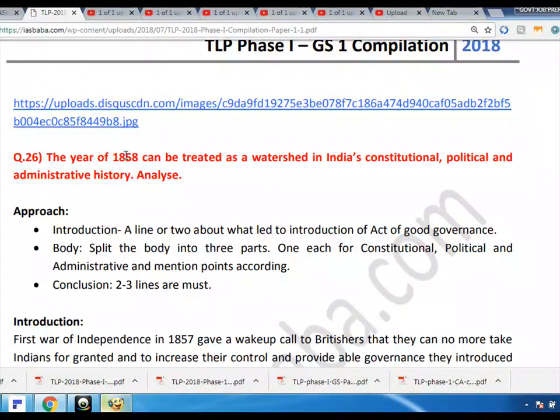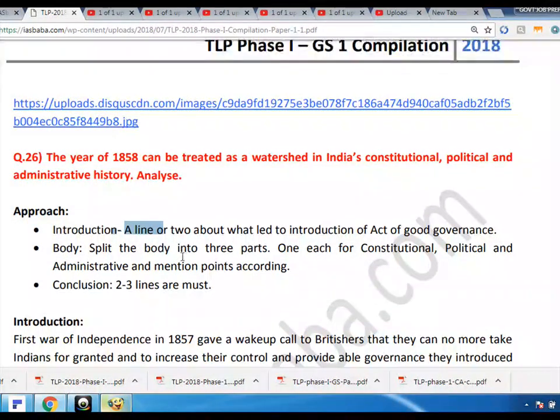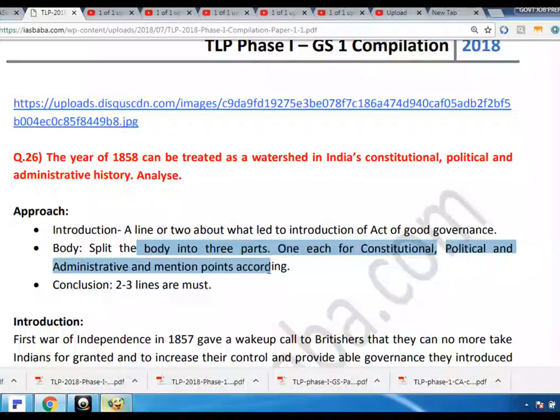Q.26 The year of 1858 can be treated as a watershed in India's constitutional, political and administrative history. Analyze. Approach. Introduction: a line or two about what led to the introduction of the Act for Good Governance. Body: split the body into three parts, one each for constitutional, political and administrative, and mention points accordingly. Conclusion: two lines are a must.